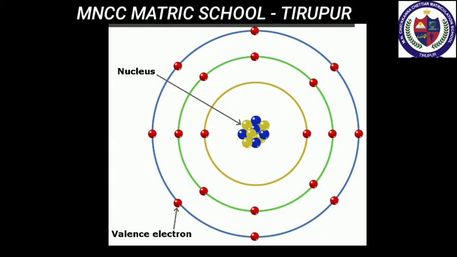as valence electrons. Elements which have valence electrons 1, 2, 3 except hydrogen are metals. Elements which have 4 to 7 electrons in their valence shell are non-metals.